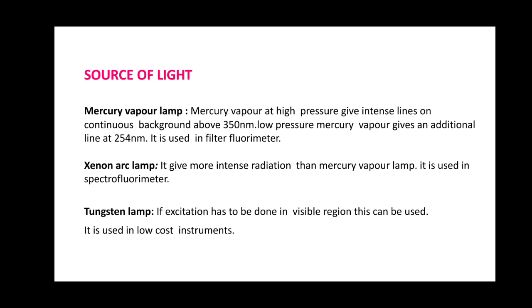First we'll see the source of light: mercury vapor lamp, xenon arc lamp or tungsten lamp. These are the sources of light used for fluorimetry, where mercury vapor at high pressure gives intense lines on a continuous background about 350 nanometers, and low pressure mercury vapor gives an additional line at 254 nanometers, which is used in filter fluorimeters. The xenon arc lamp gives more intense radiation than the mercury lamp, so it is used in the spectrofluorimeter. And the tungsten lamp can be used if excitation has to be done in the visible region.